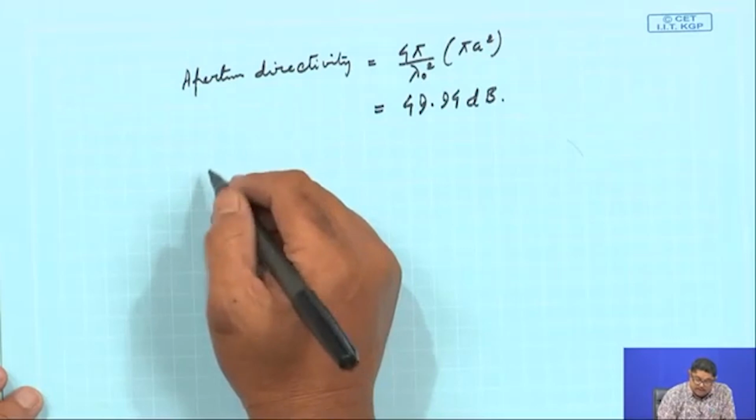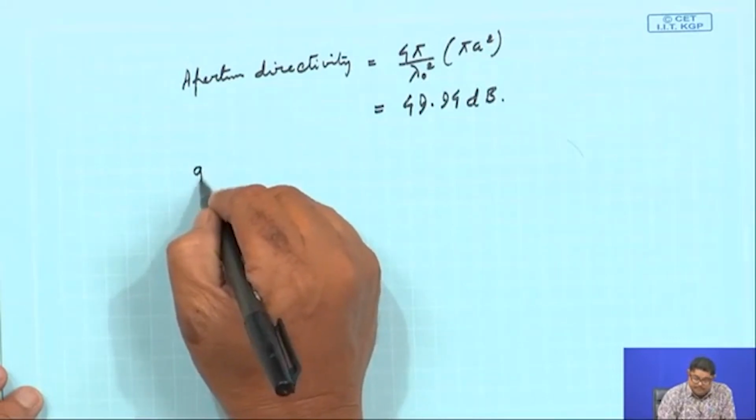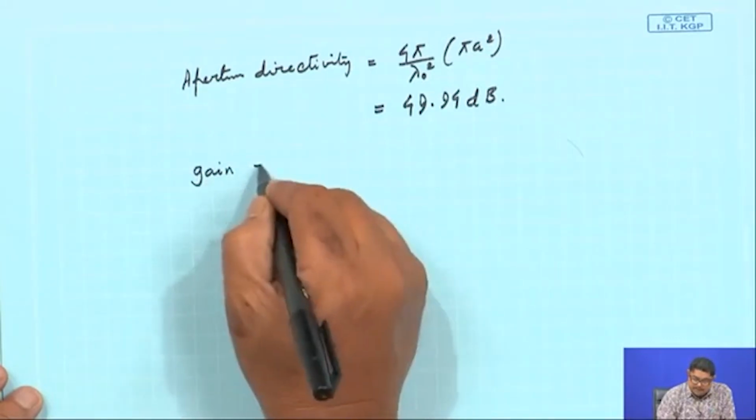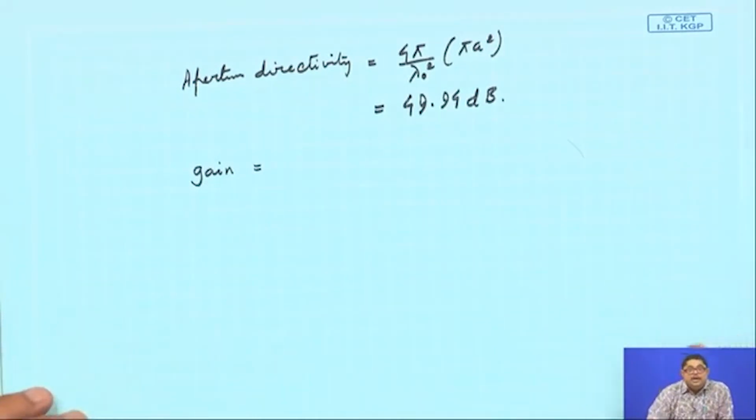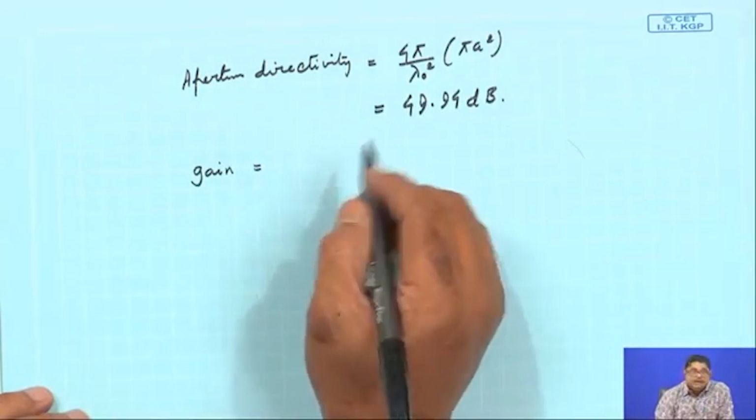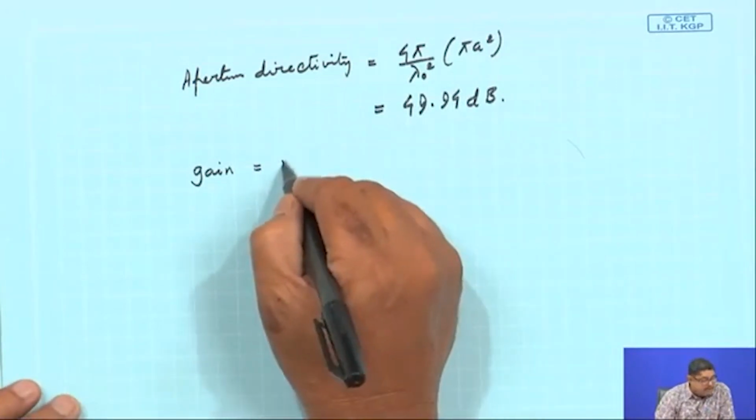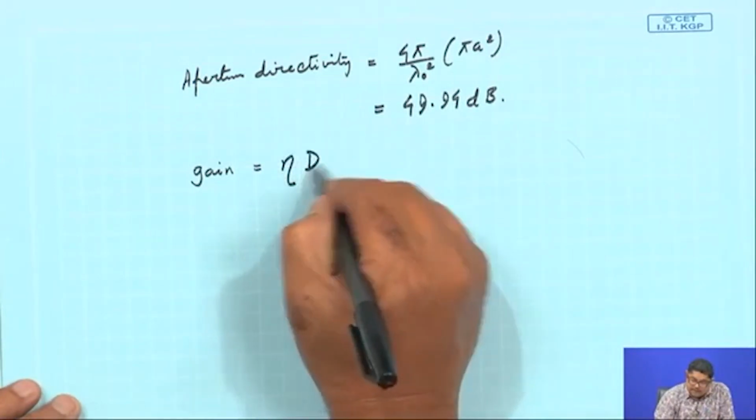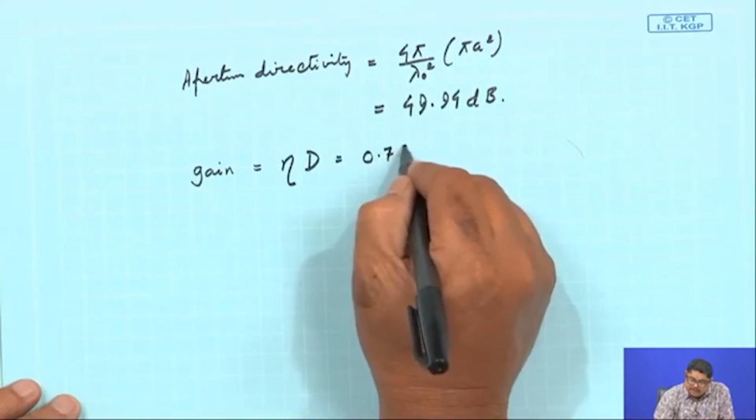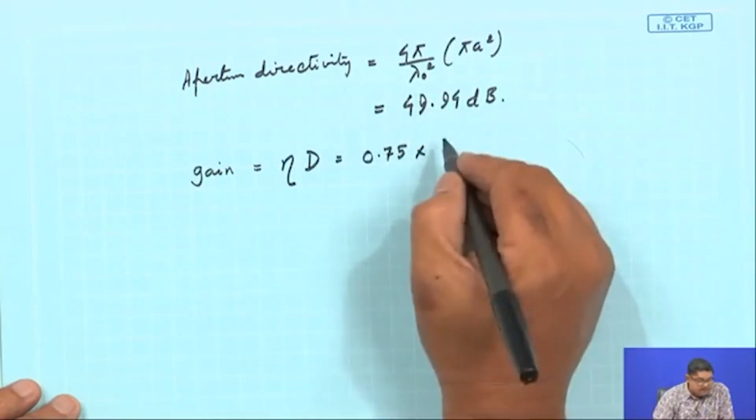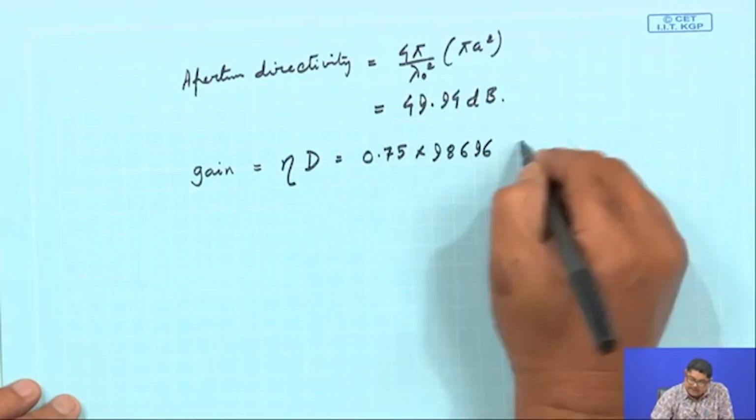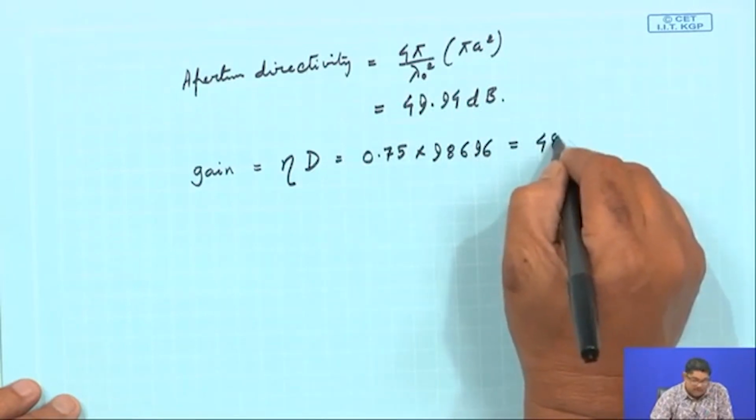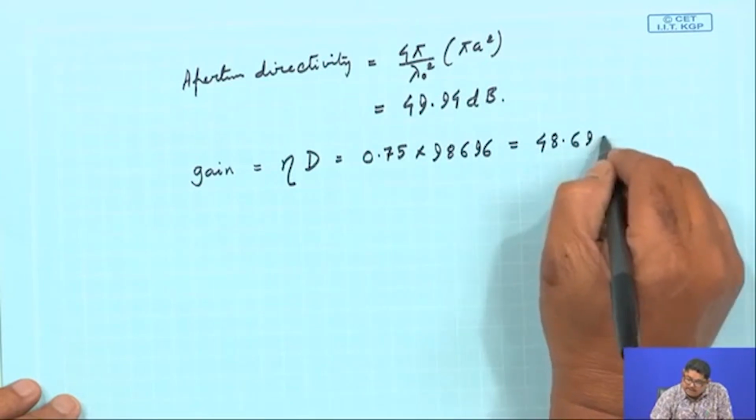And then what will be the gain of this reflector system? Here we assume that other efficiencies are all 1, eta and eta s we have calculated. So, gain will be eta into D. So, eta is 0.75 and this gain in absolute value is 98696. So, that becomes 48.69 dB.